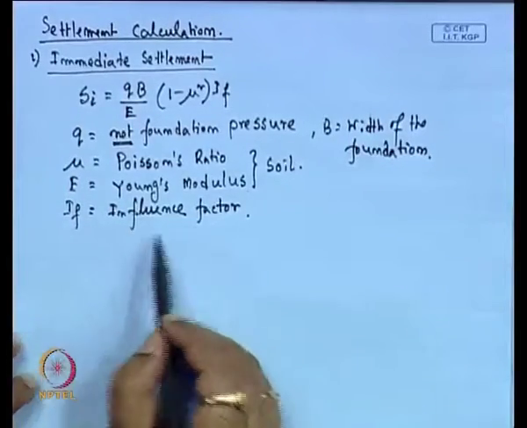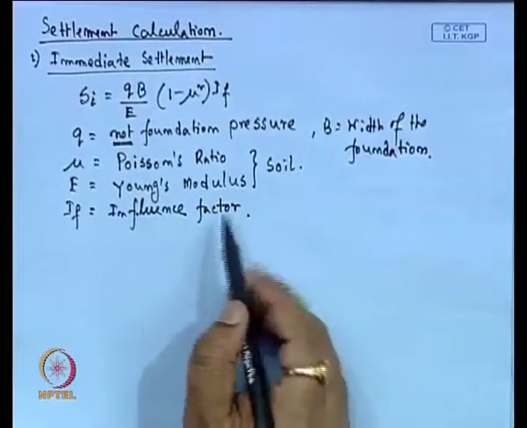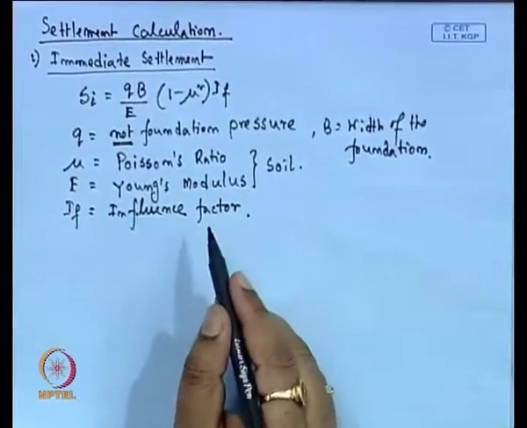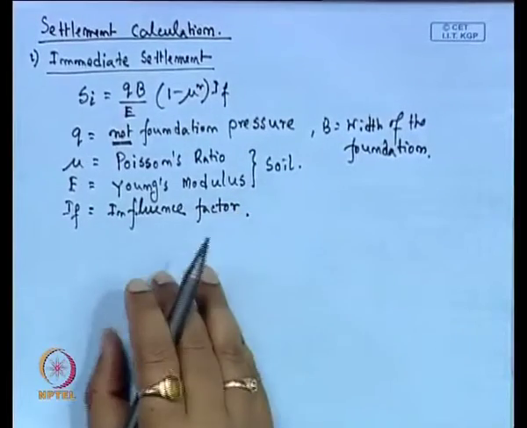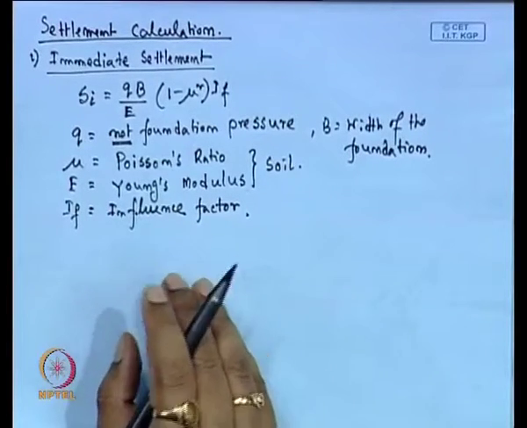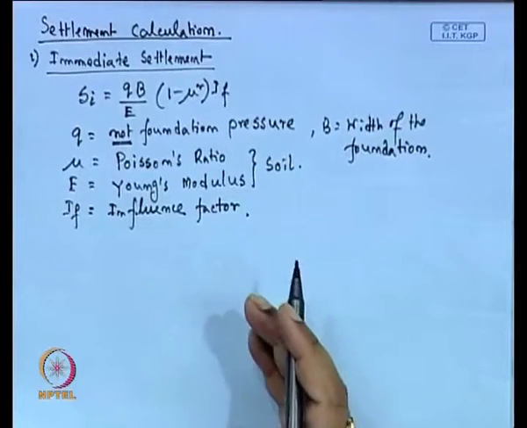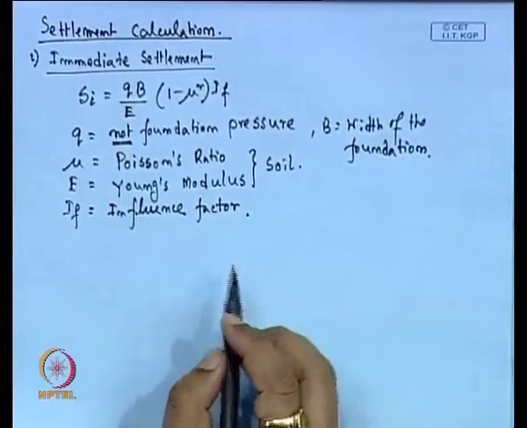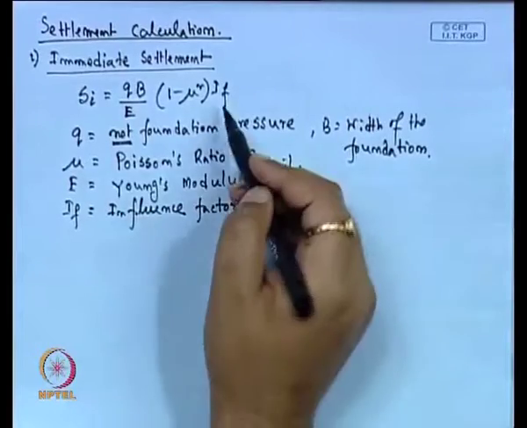Now, IF is the influence factor, which we can calculate for different types of footing, that is, for the square footing, circular footing, and rectangular footing, and for different types of foundation, because we can have a flexible type of foundation or a rigid type of foundation or mat foundation. A flexible type of foundation is generally the isolated footing, and the rigid type of foundation is a raft foundation or the mat foundation. So, depending upon the type of foundation, whether it is rigid or flexible, or the shape of the foundation, we will get the influence factor.